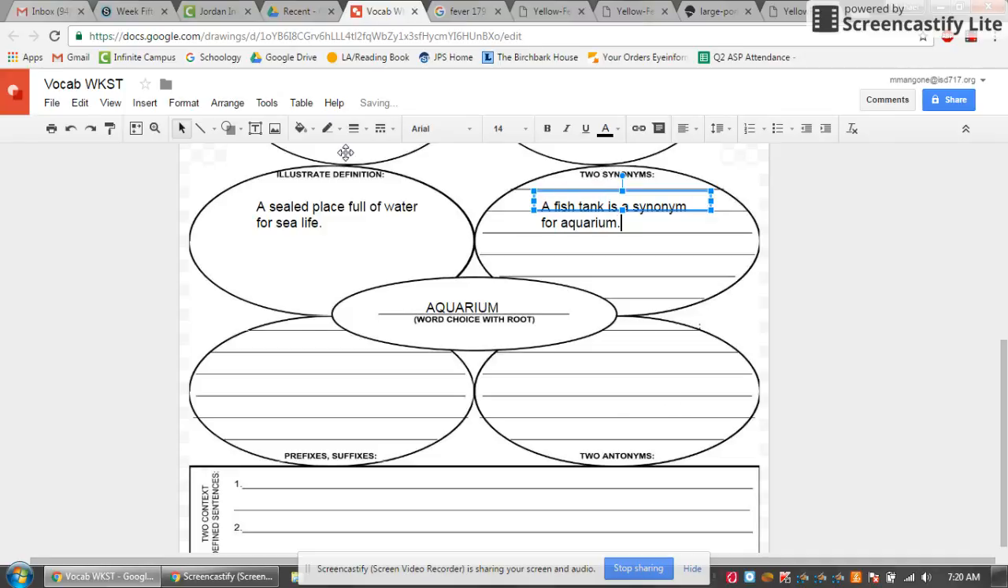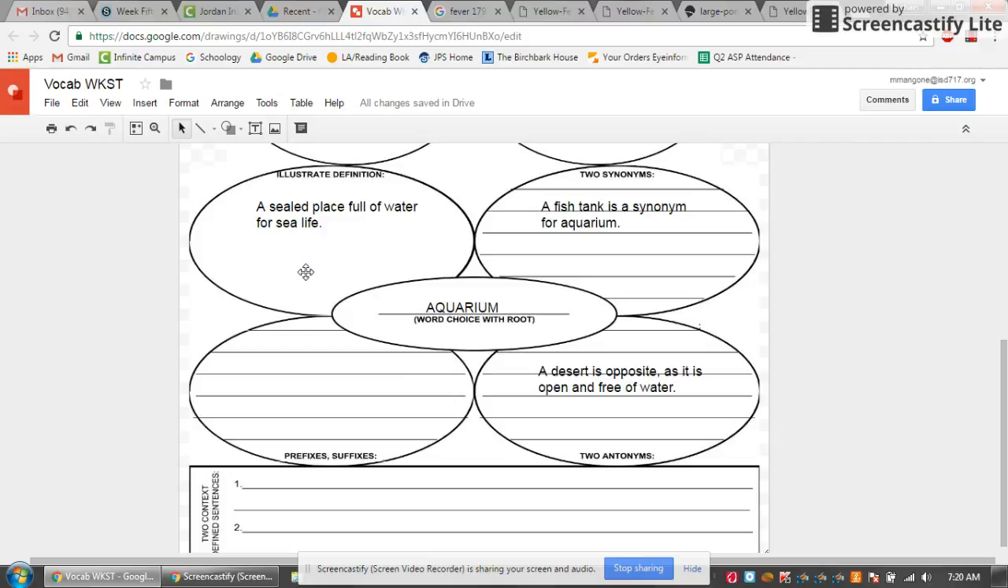And then you need to find antonyms. The opposite of that might be, well, what's the opposite of a sealed place full of water? An open place without water would be a desert. It is opposite, as it is open and free of water.